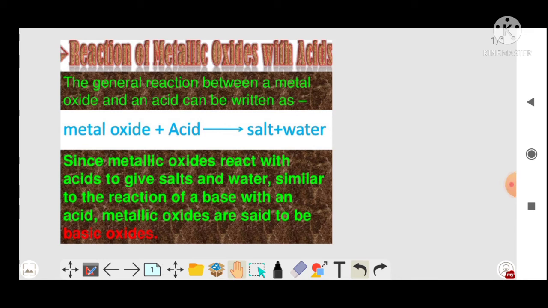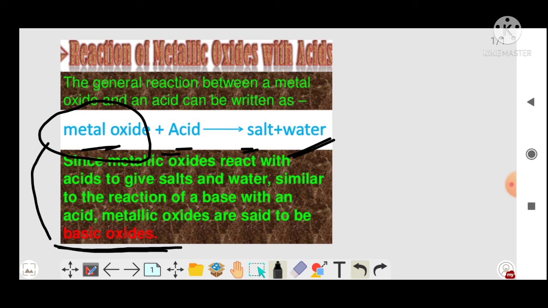Reactions of metallic oxides with acids. Metal oxides and acid react to produce salt and water. Look, this reaction is similar to the reaction between acid and bases. Acid and base react to produce salt and water. Here also, acid and metal oxide react to produce salt and water. Therefore we can also call metal oxides basic oxides.